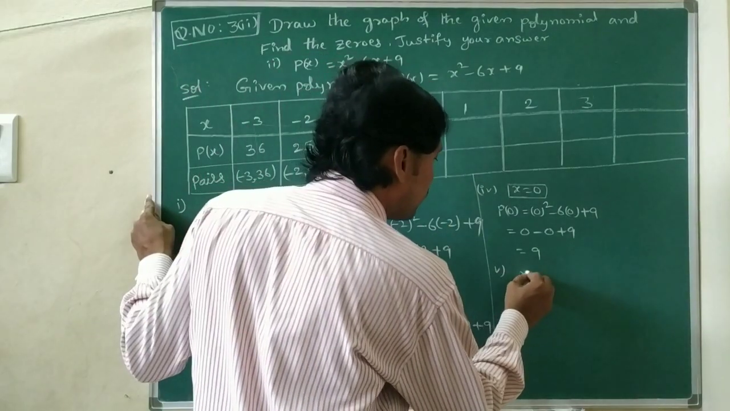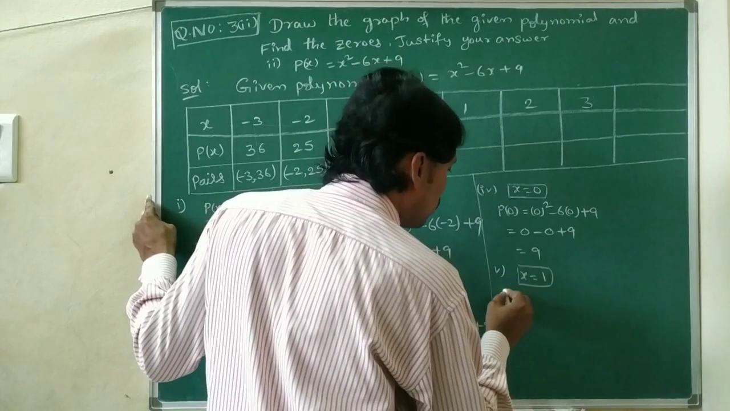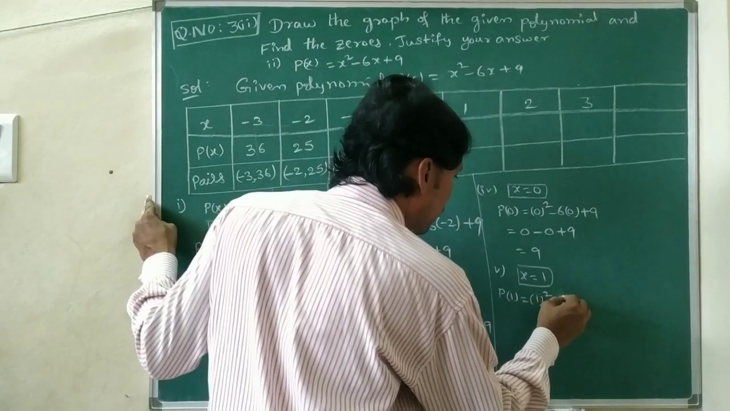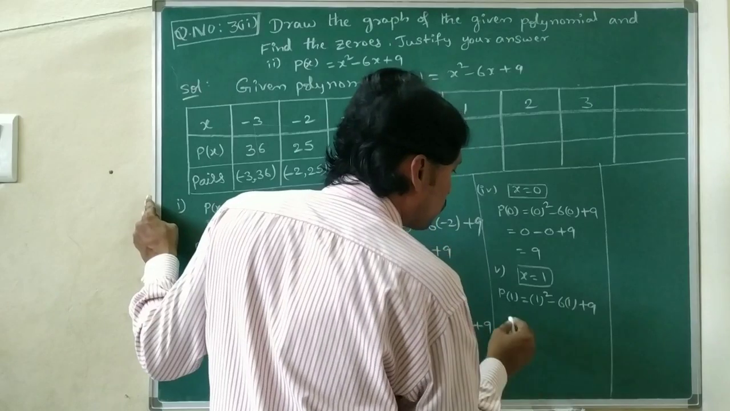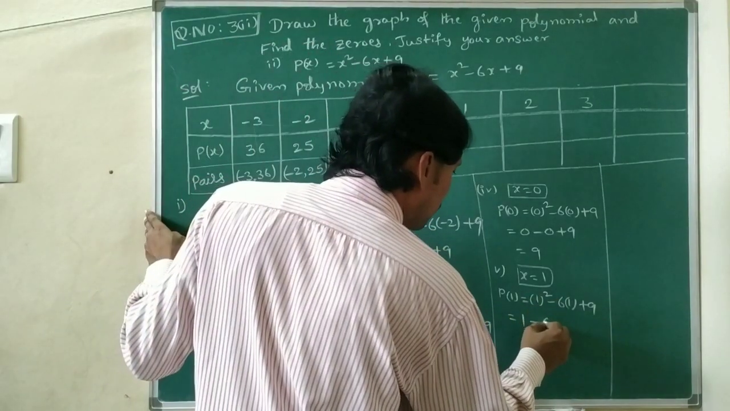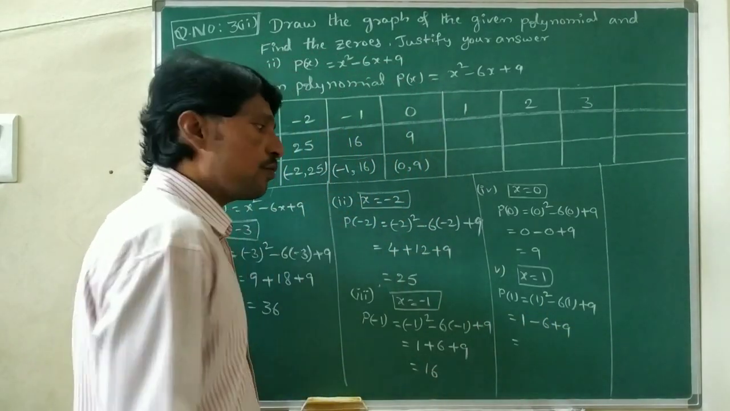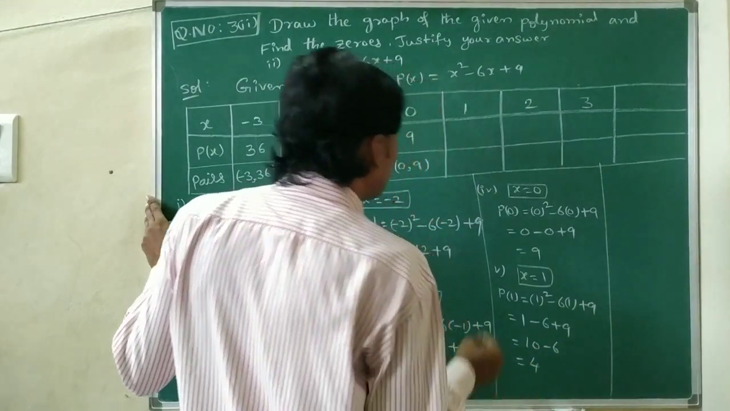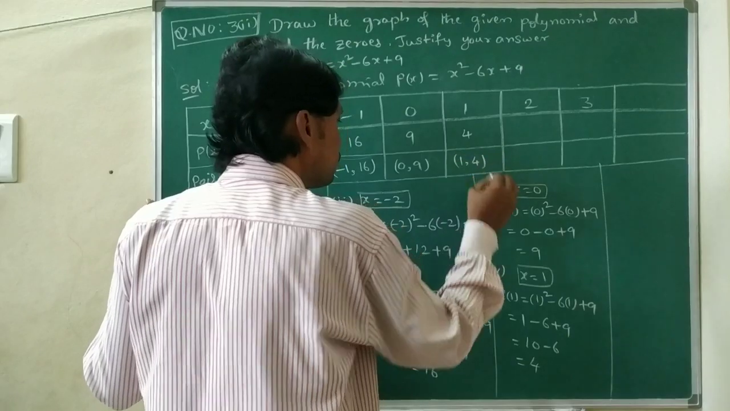Next, x equal to 1 you can take. X equal 1 means P of 1 equals 1 whole square minus 6 into 1 plus 9. So that equals 1 whole square means 1, minus 6, plus 9. So here 1 is plus, 9 is plus. You can add it, 10 we are getting, 10 minus 6 that is 4. Now here we are getting 4. That pair 1 comma 4.